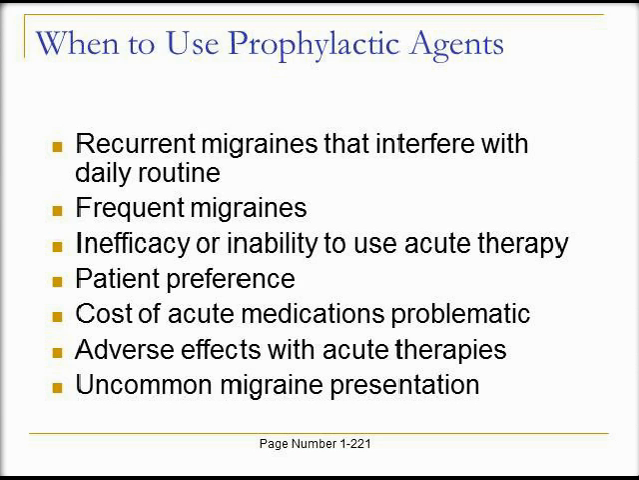If they're having problems with affording the acute medicines, if they have significant adverse effects with the acute therapies, or if they have some kind of uncommon migraine presentation. And sometimes we'll see this where people will have like a one-sided paralysis or something, so you have people being worked up in the ER for stroke who are women in their 20s. Okay, so not impossible for a woman in her 20s to have stroke, but not very common, right? So that's the kind of person we want to make sure that we go on and prophylax for headaches so that we don't have those complications.